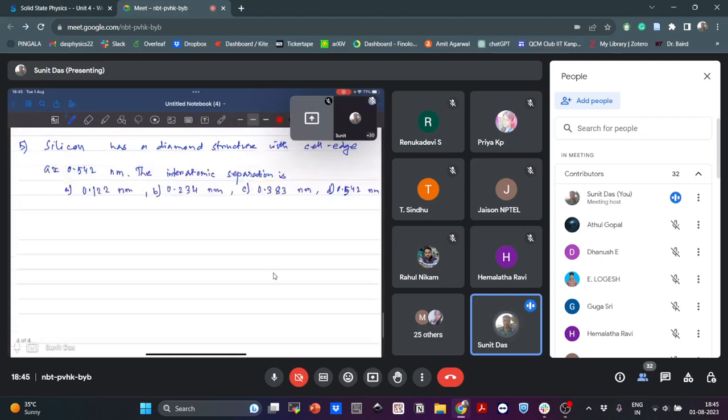So the question is: silicon has a diamond structure with cell edge a equal to 0.542 nanometer. Now we need to find the interatomic separation. Let's try to find out. Wait for 2 minutes and then we'll start solving. By the way, one hint I'm giving: the diamond structure is face-centered cubic. That will help to solve.